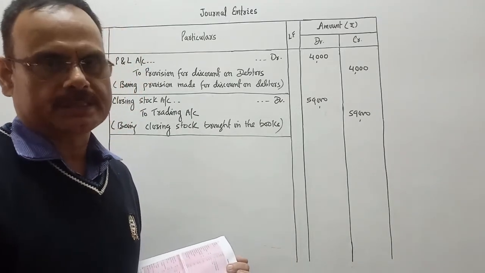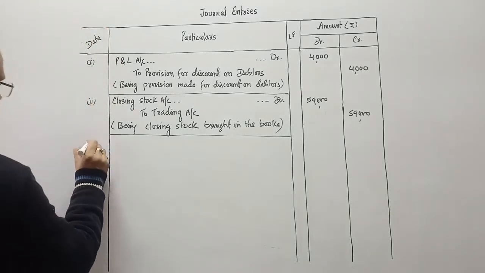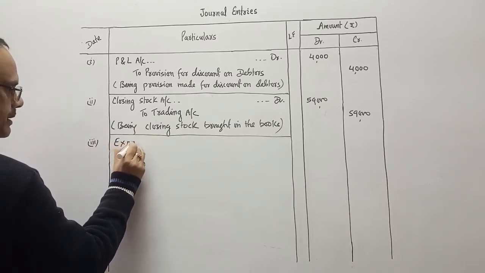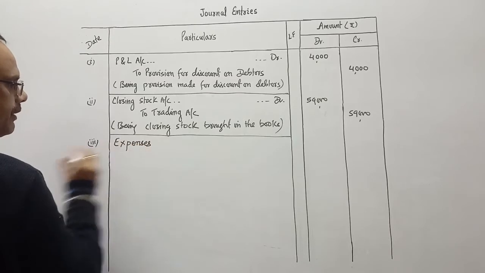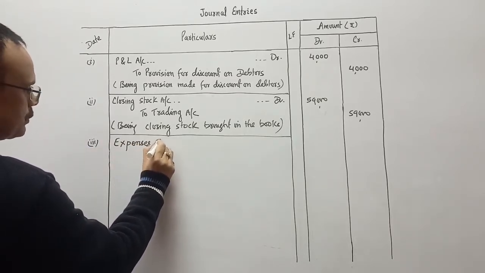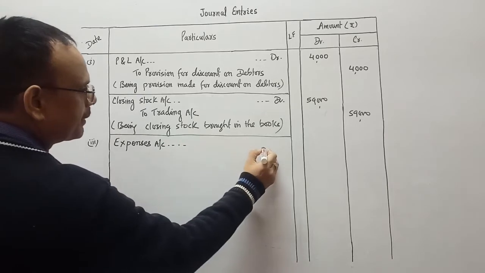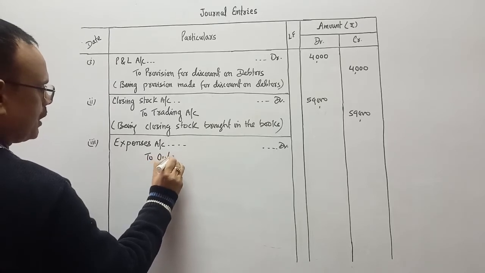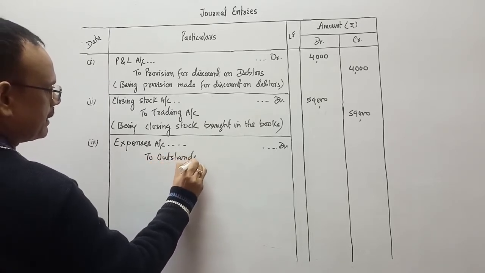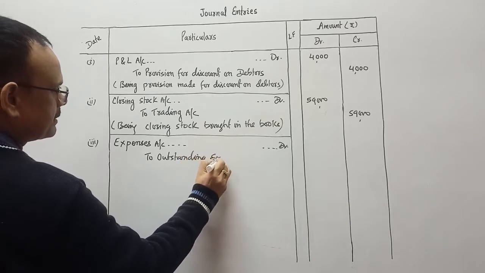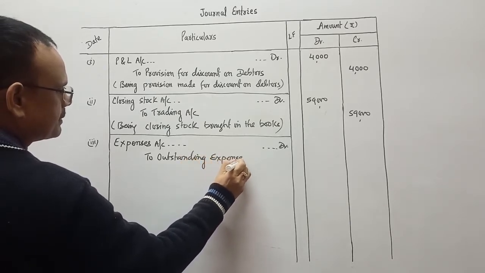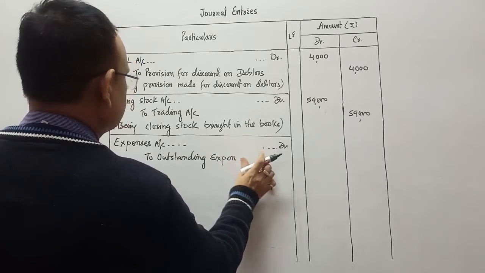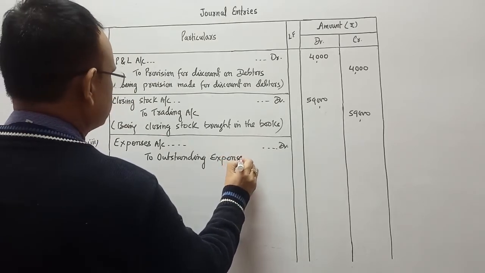If any expense is outstanding, then that particular expense account will be debited. Suppose wages, then wages account debit; salary, then salary account debit. So that particular expense account debit to outstanding expenses.